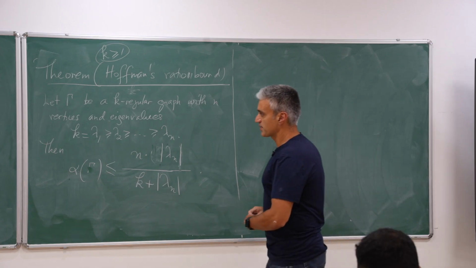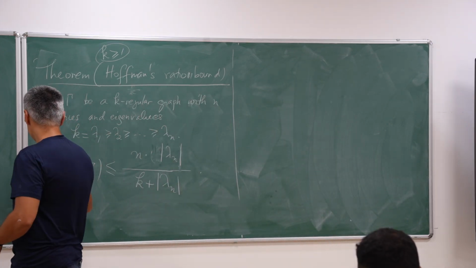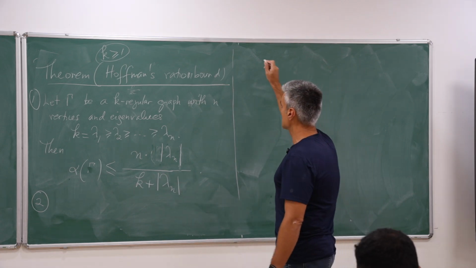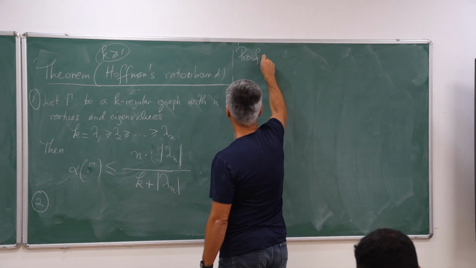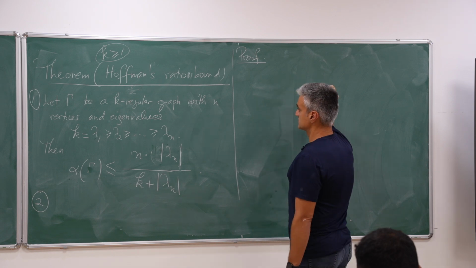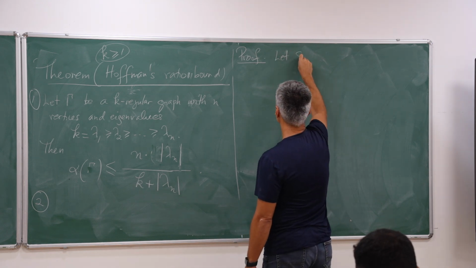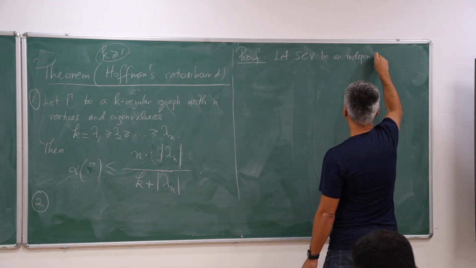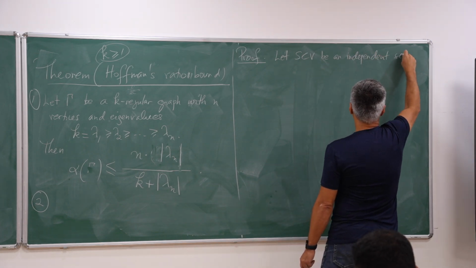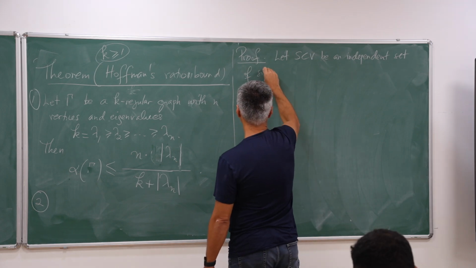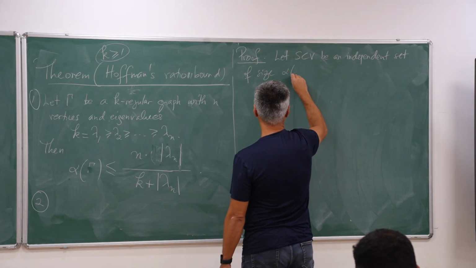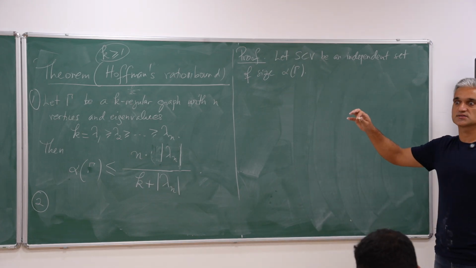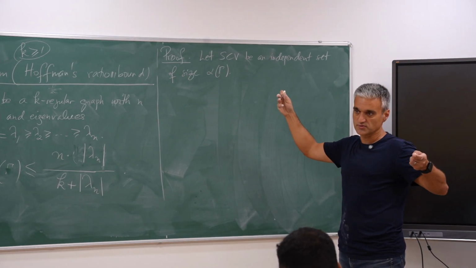And so this is the first part. There is a second part about equality, but I will do it after I give you the proof. Okay? So as before, let S be an independent set of size alpha of gamma. So you take an independent set. We did it before. We took S, a largest independent set, one of them.